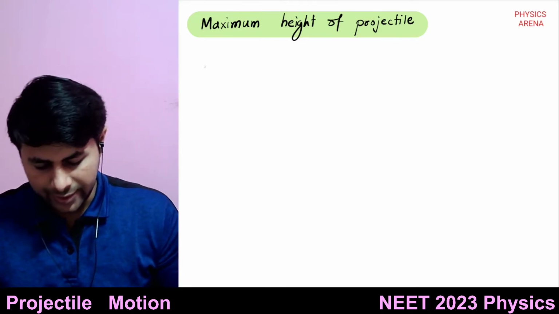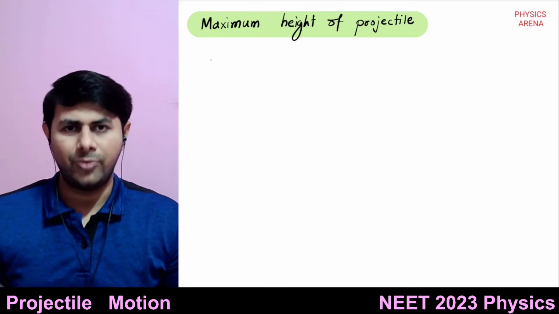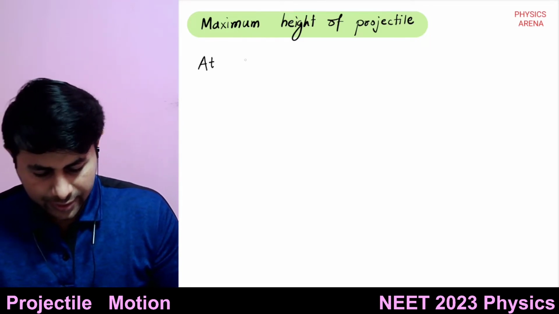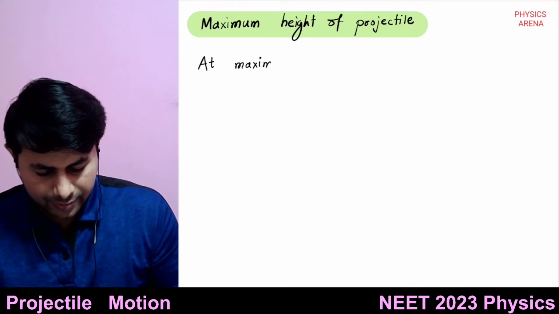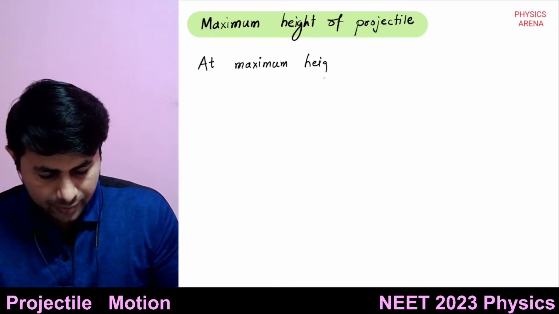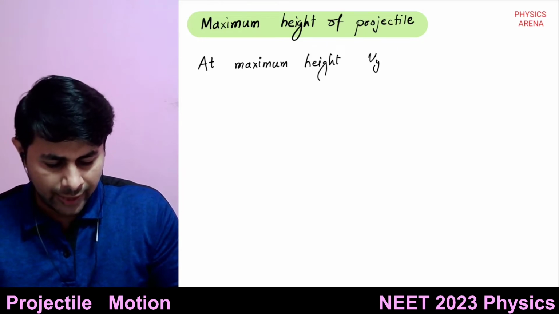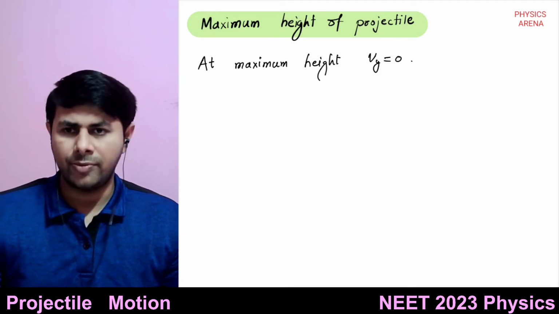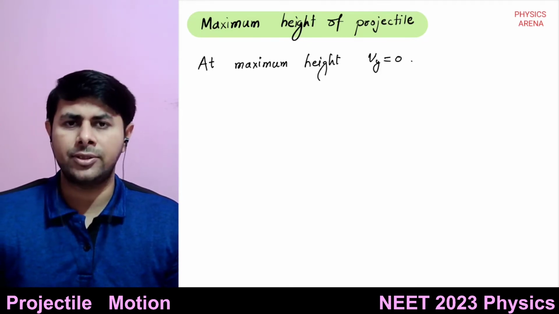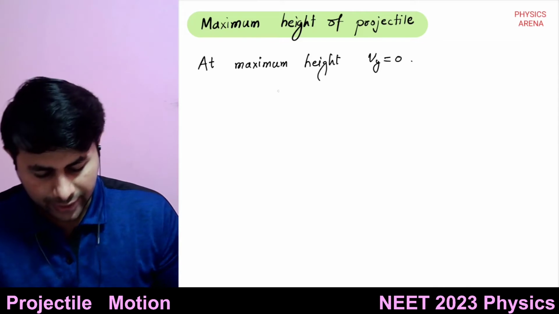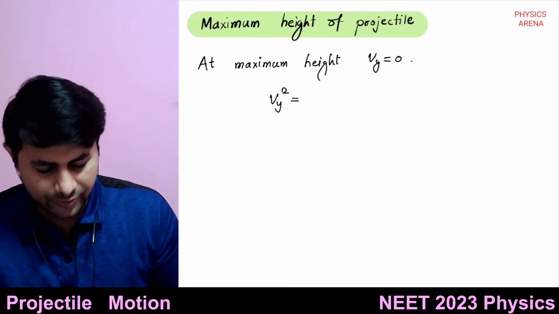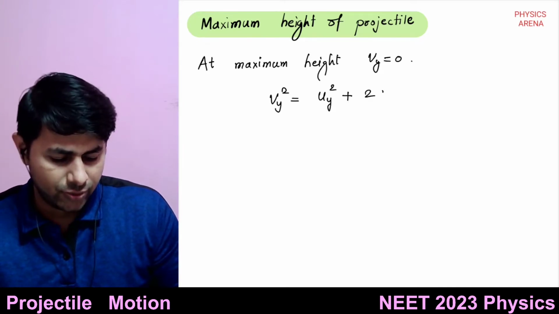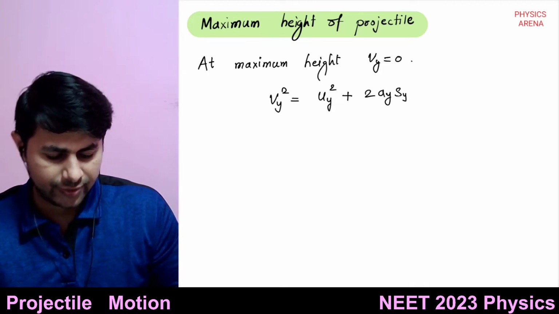So at the maximum height, the y component of velocity becomes 0. Okay, so I can use my kinematic equation. I will use the third kinematic equation. So I can say Vy square is equal to Uy square plus 2Ay into Sy.